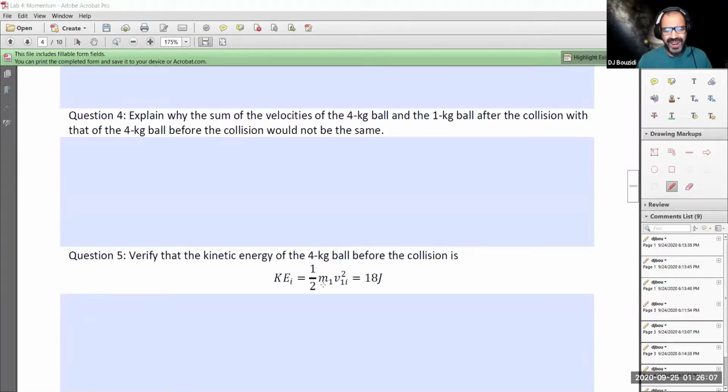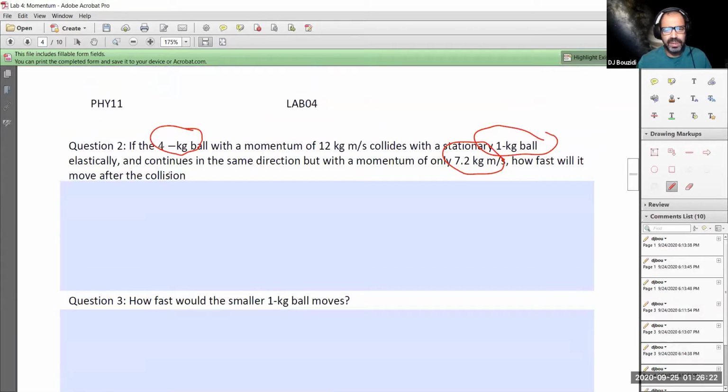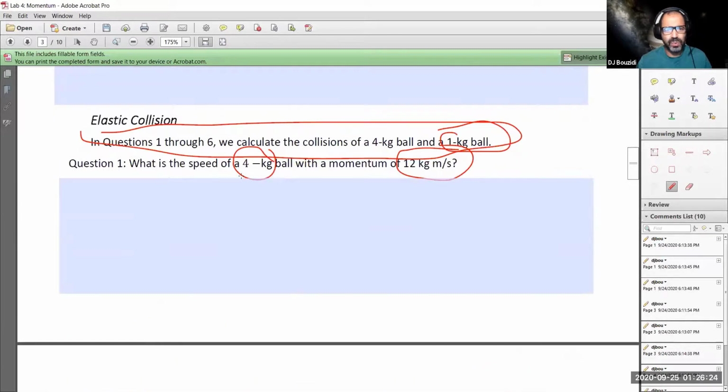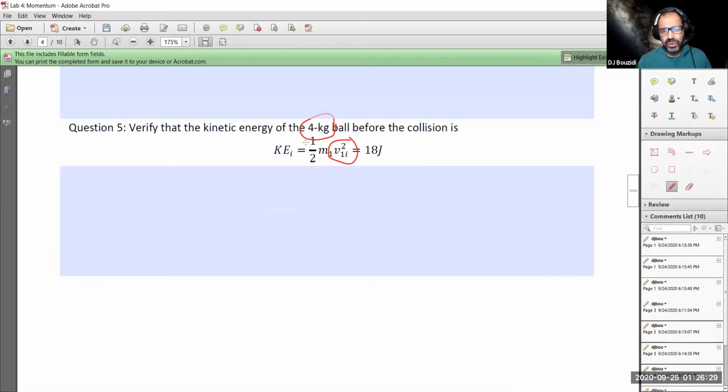Now, verify that this number is equal to 18. So basically, initially, I have a 4-kilogram ball, and we found the velocity from question 1 to be 3 meters per second. So what we need to do is 1/2 times 4 times 3 squared and check that it's indeed 18 joules. So I need you to check that it is 18 joules.